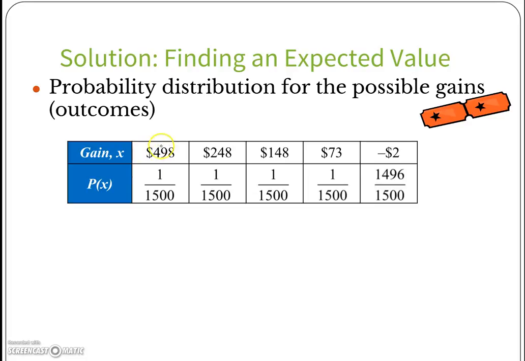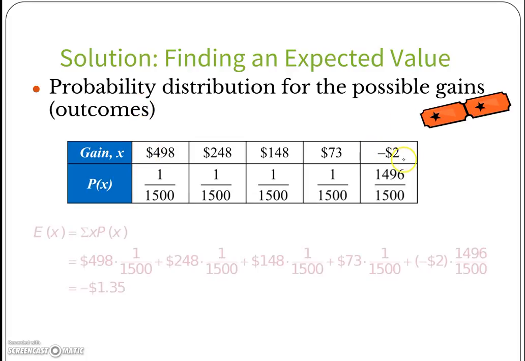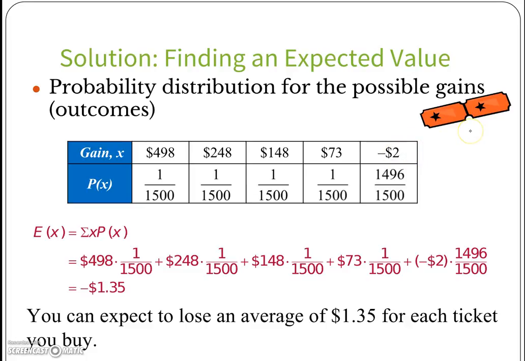So our outcome could be a gain of $498, $248, $148, or $73. These represent the 4 different prizes we could win, or the most likely outcome is going to be the negative $2, which is the example of your loss. The probability for each of those is 1 over 1,500 because there's going to be one winner of the $500 prize, and there were 1,500 tickets sold. There was one $250 winner out of the 1,500 tickets sold, and one $150 winner and one $75 winner. So those were 4 of the 1,500 tickets.